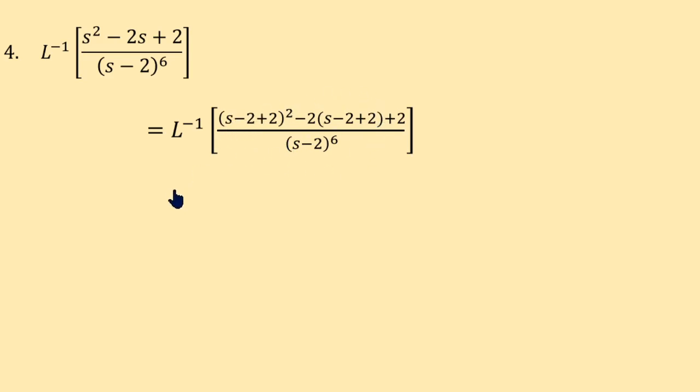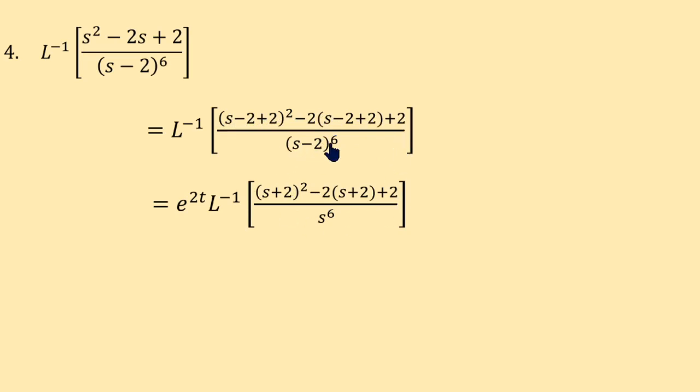Therefore, e power 2t by the first rule, e power 2t into L inverse of the function of s. That means s minus 2 is replaced by s. So, (s plus 2) whole square minus 2 times (s plus 2) plus 2, by s power 6. Now, simplify this: s square plus 4s plus 4 minus 2s minus 4 plus 2.